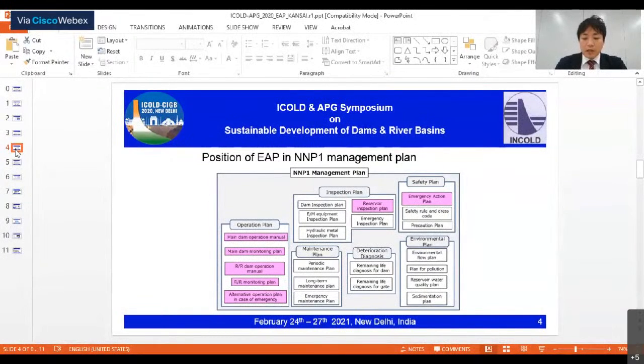NNP1 management plan is shown. It is divided into operation plan, inspection plan, maintenance plan, deterioration diagnosis, environmental plan, and safety plan. EAP is one of the safety plans.